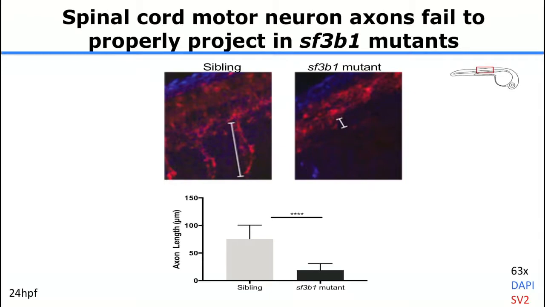in the sibling animals versus Sf3b1 mutants. You can look at the graph, but I think in this case it's relatively clear. The Sf3b1 mutants form motor neurons, but the growth of the axons is greatly diminished. They have these little nubs. Sometimes they don't have any axons whatsoever. So clearly axonal growth defects are occurring.